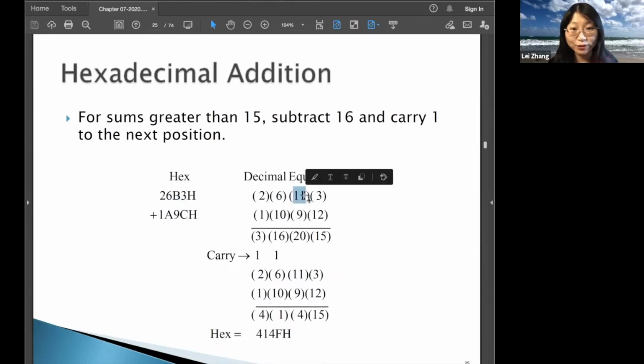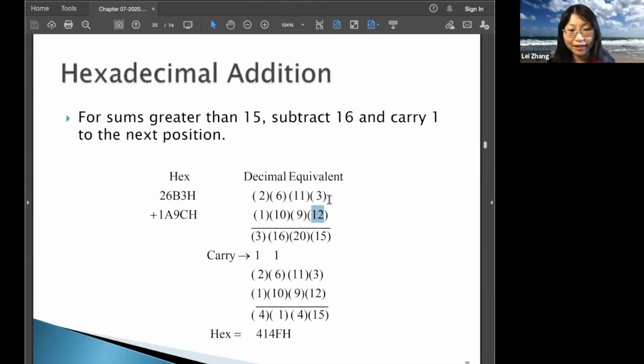So write them down in brackets, so this is very clear. For the second number, 1A9C, you write 1 and 9 down here without any change. A is decimal 10, and C is decimal 12. So you write them down in this manner.